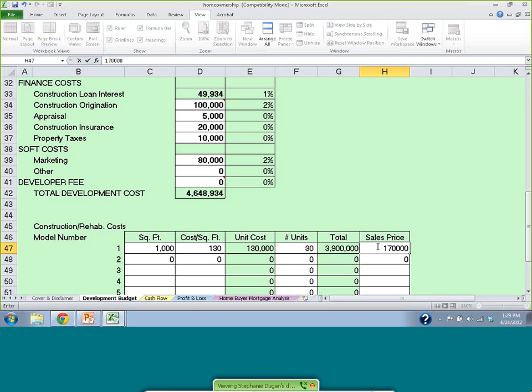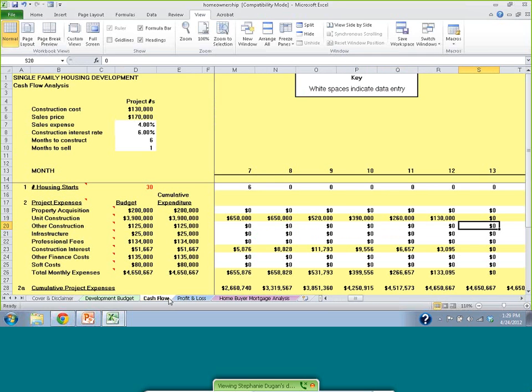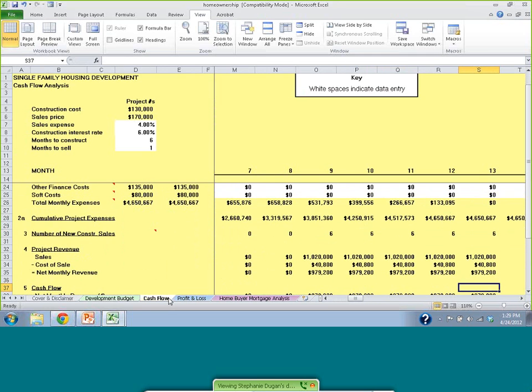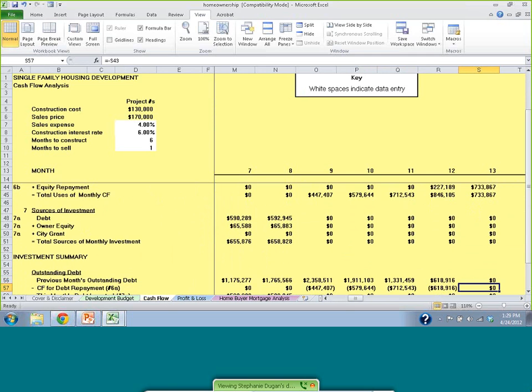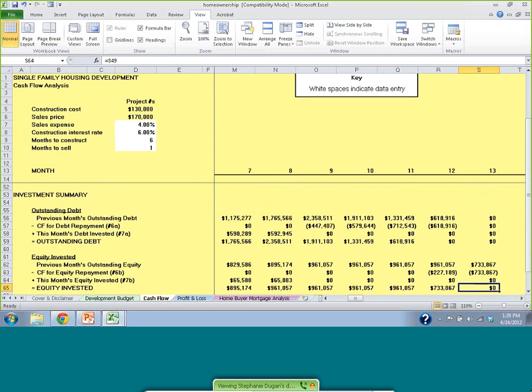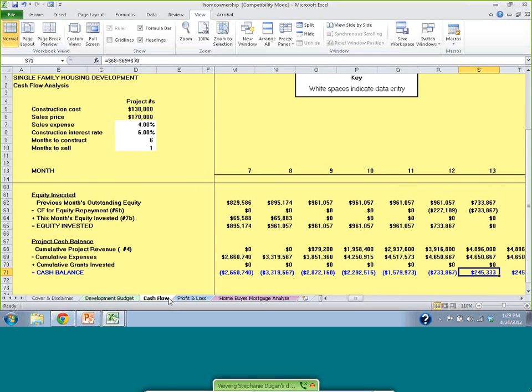So it's now $170,000, and we can go back to our cash flow and then see what happens to our profitability at that lower sales price. And instead of a little over $500,000 in profit, our profit has been reduced to $245,000. So again, very quickly we can see what a change in sales price would do.